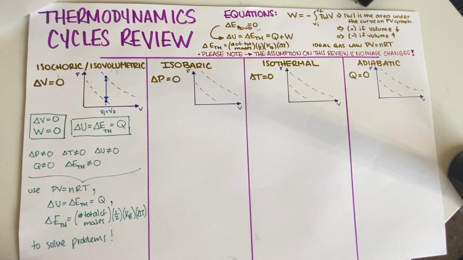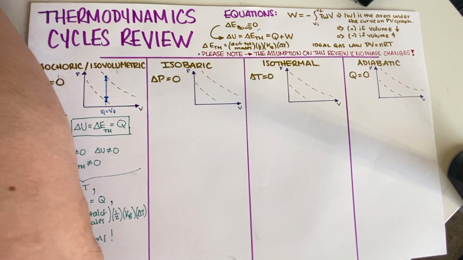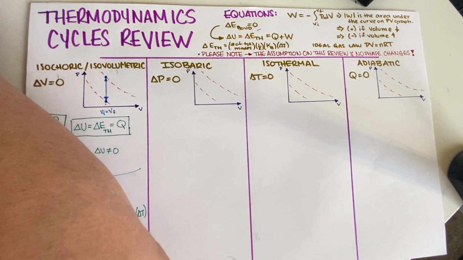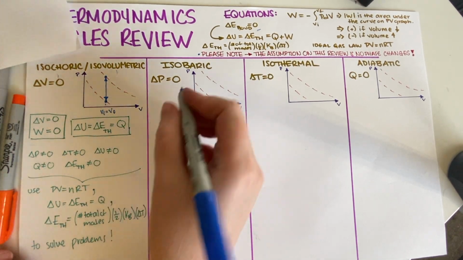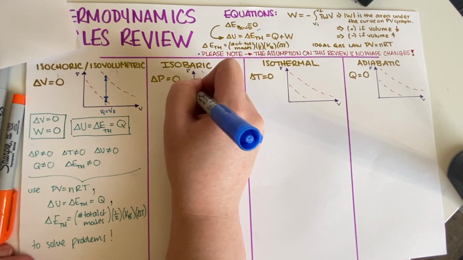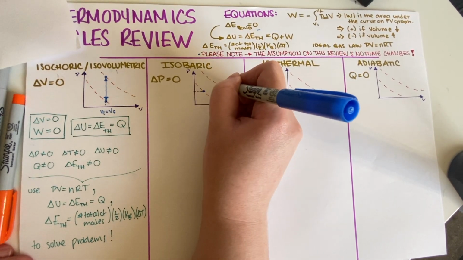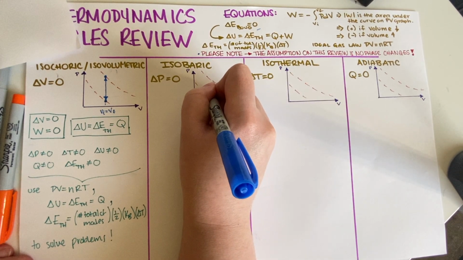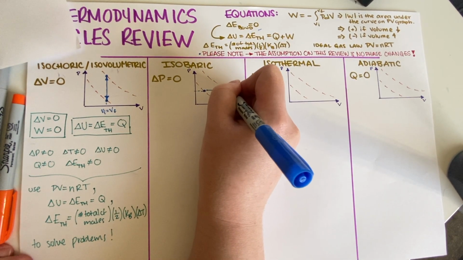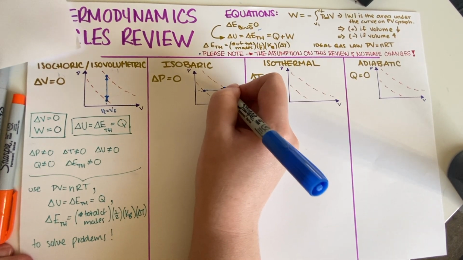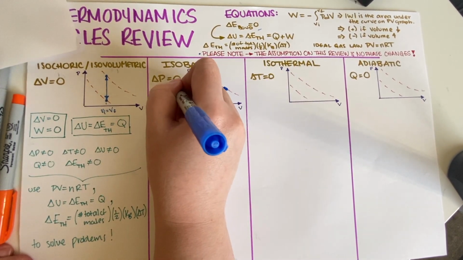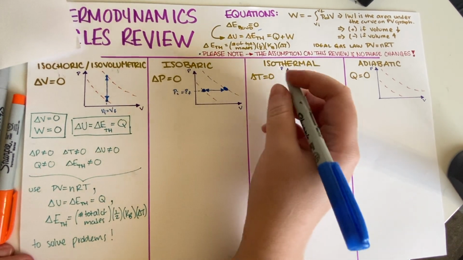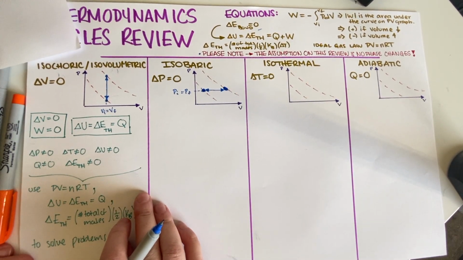All right, so now the second type of process is called an isobaric process. In an isobaric process, what is kept constant is the pressure. So you're at a certain pressure, so let's just say this one. And then you have an initial and a final, and then you just move. So you have your two states, and your initial and your final are at the same pressure, like this.